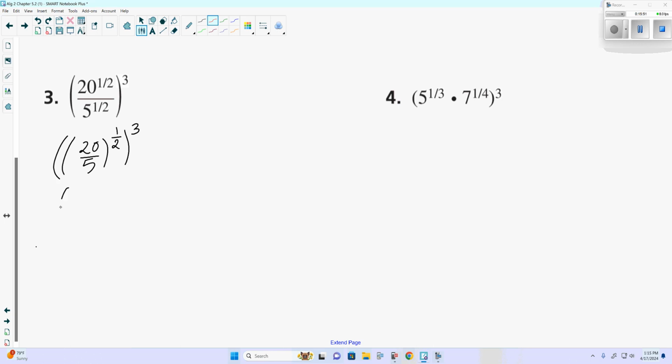Right, because our 20 over 5 would be 4, 4 to the 1/2 to the 3, yes? What's our 1/2 power? The same as in a radical form. So if I rewrote that as a square root, well, it'd be a square root, wouldn't it? 1/2 is our square root. Can I take the square root of 4?